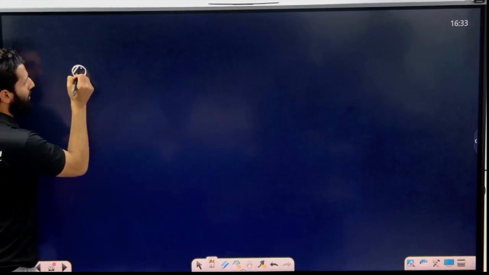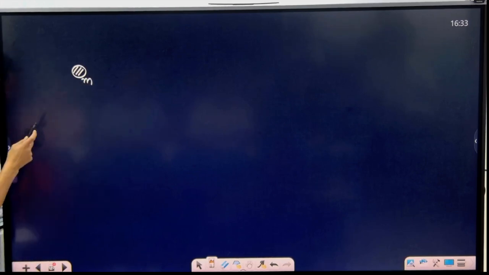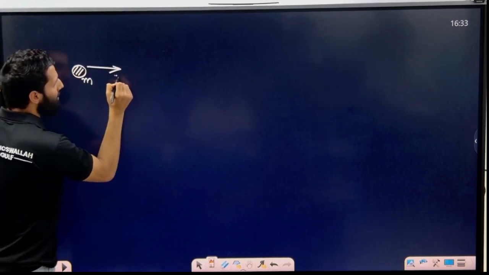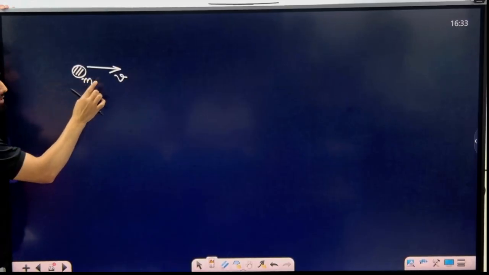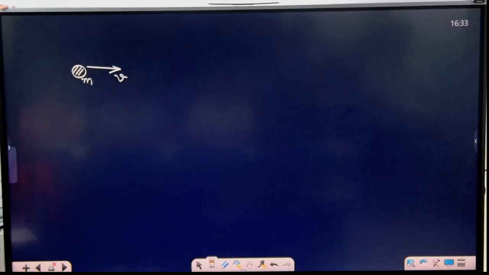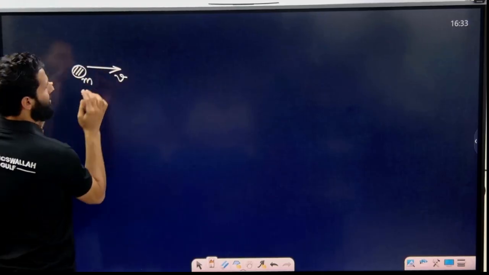Do you understand? Okay. Now, for example, this is an object having mass M. Let's say it's moving with some velocity v. If the net force is 0, imagine this is a very important concept. If the net force is 0, will the velocity change? No. Velocity will not change. It will stay in the state of uniform motion. Do you understand? The net force is 0, so it will not change.